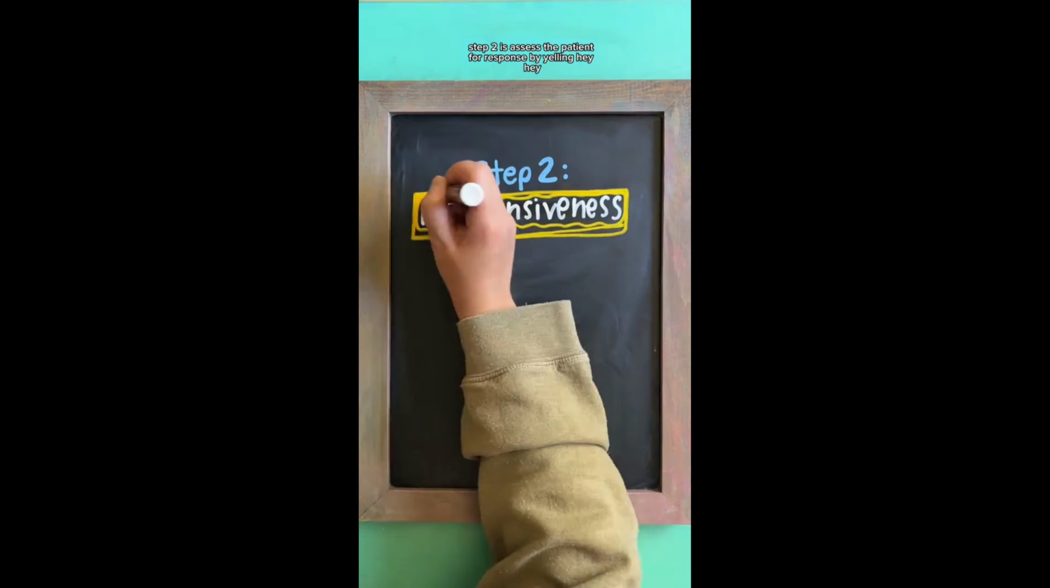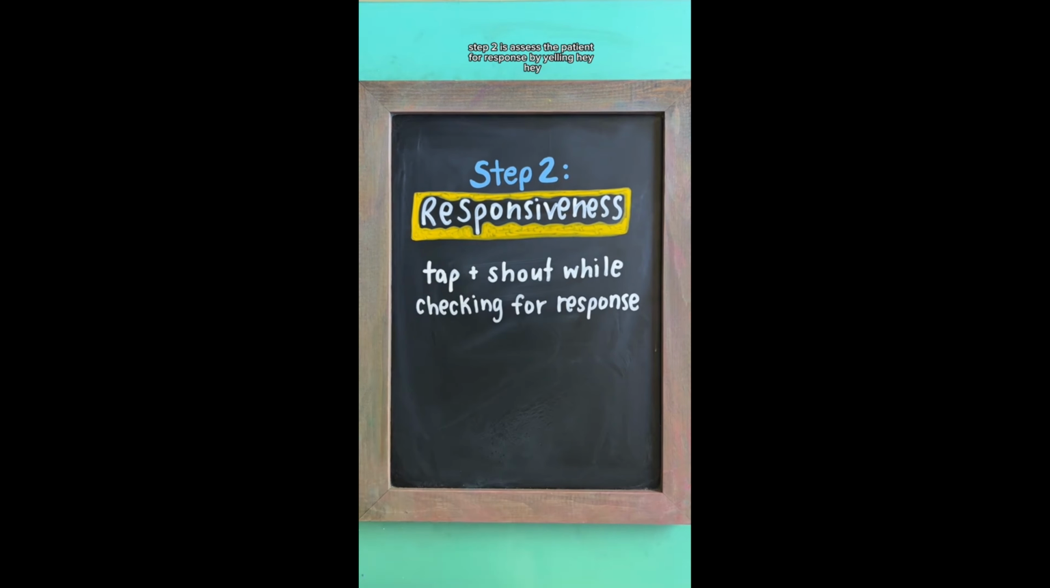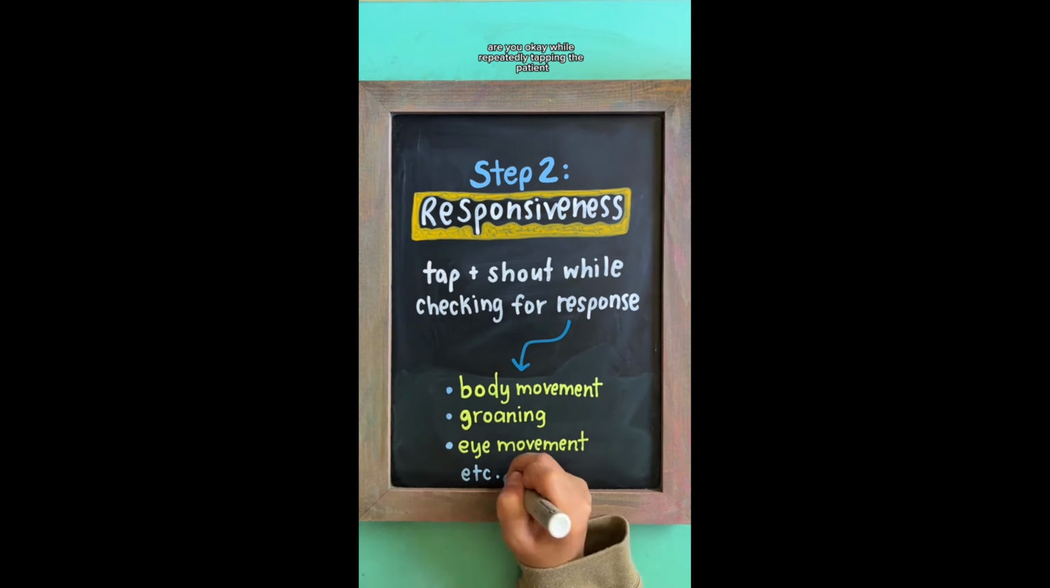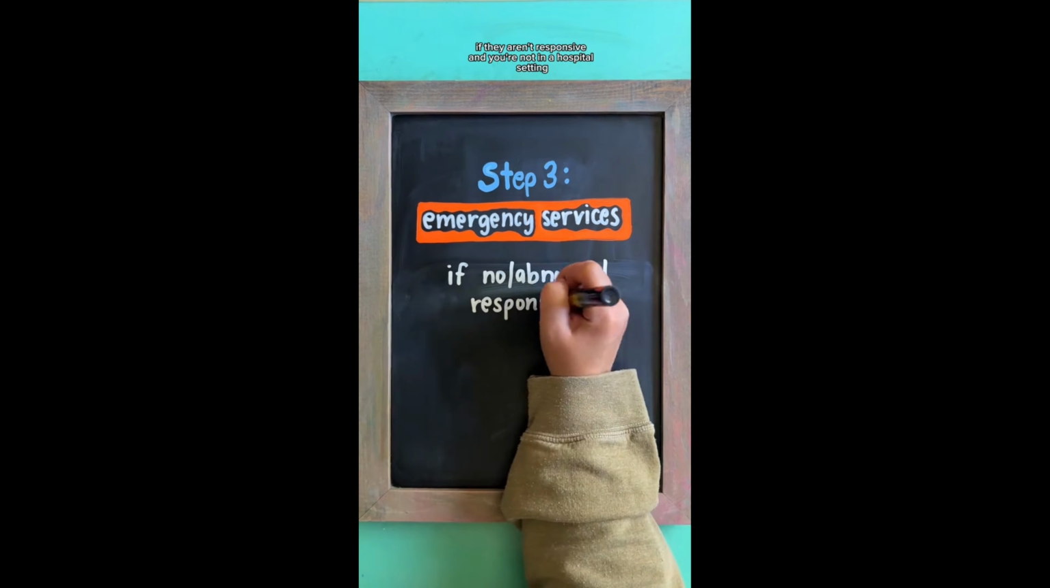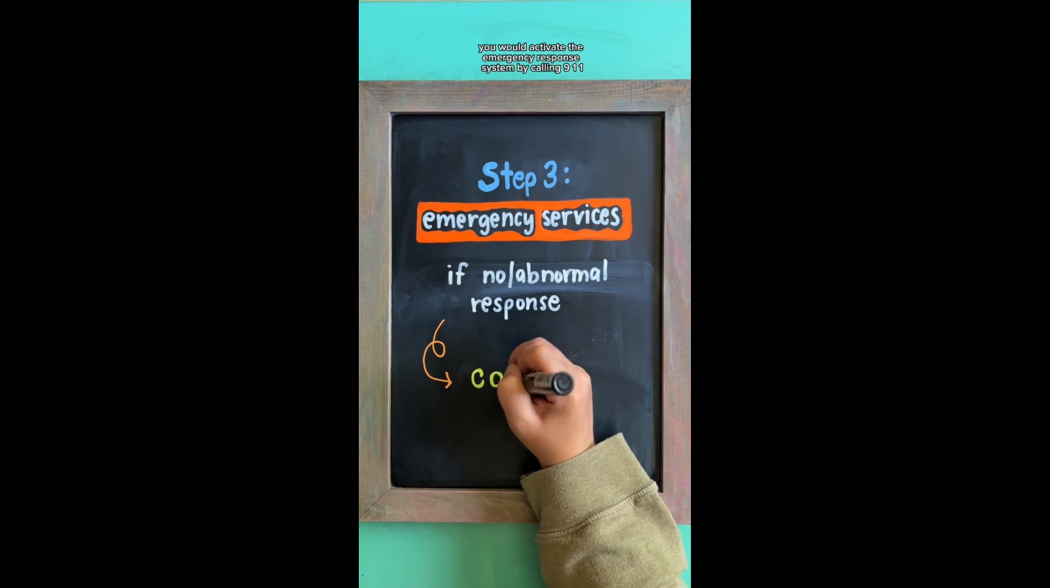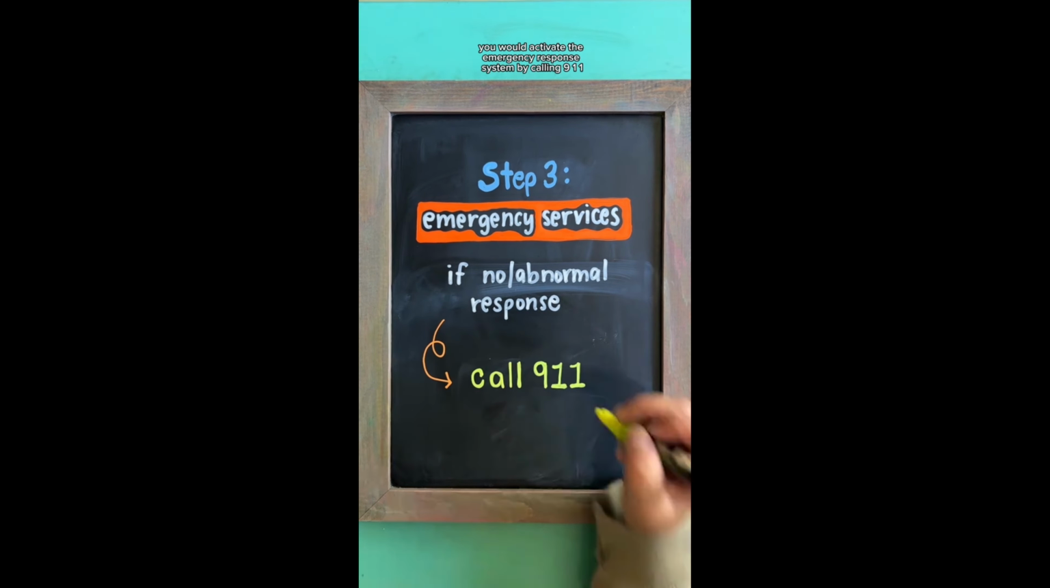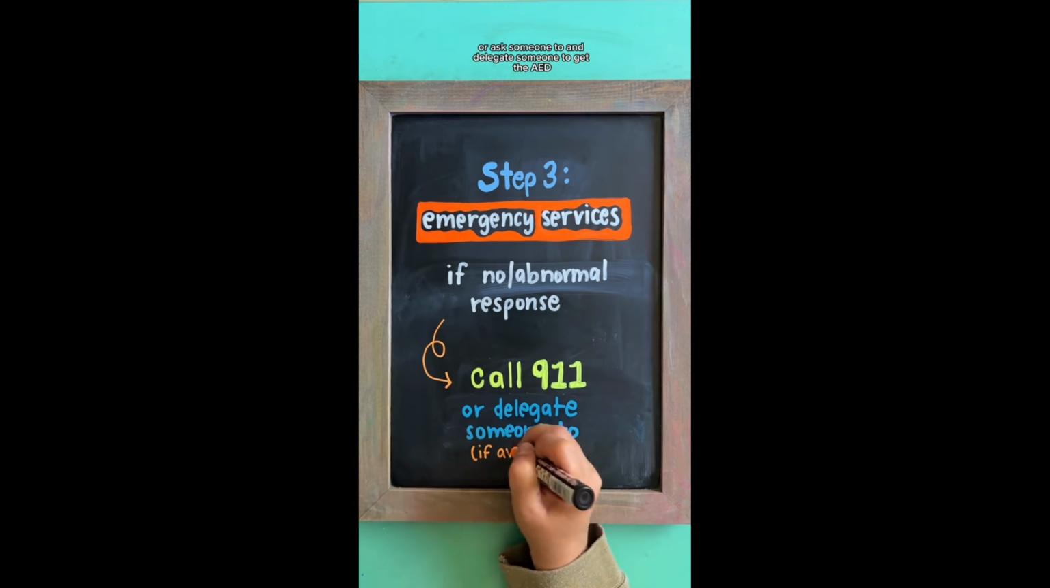Step 2 is assess the patient for response by yelling, "Hey, are you okay?" while repeatedly tapping the patient. Step 3 is call for help. If they aren't responsive and you're not in a hospital setting, you would activate the emergency response system by calling 911 or ask someone to, and delegate someone to get the AED.